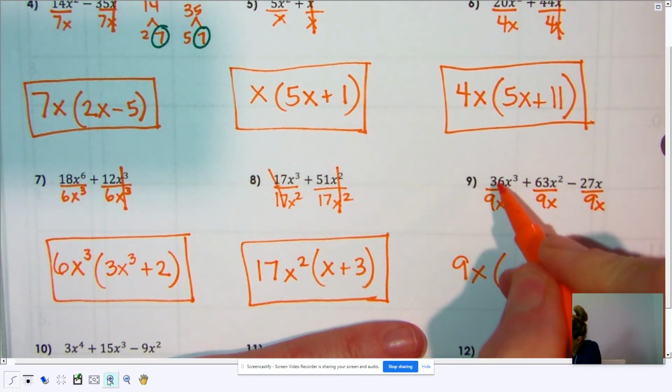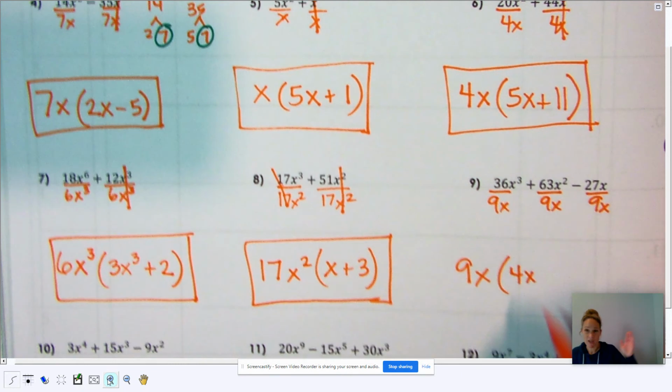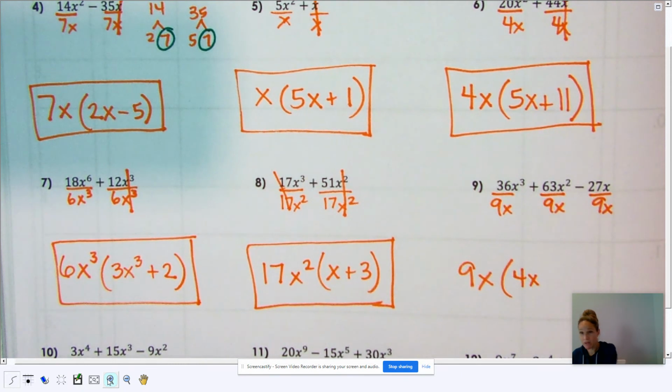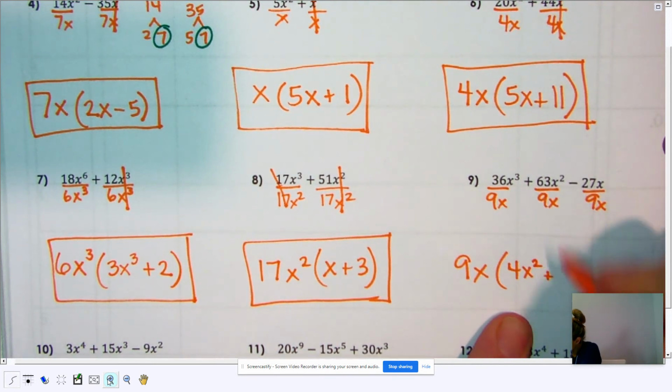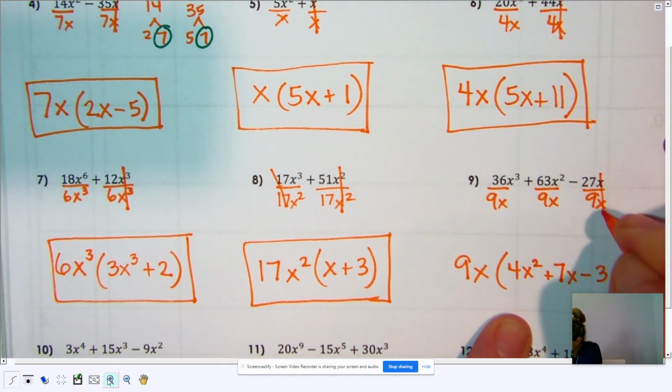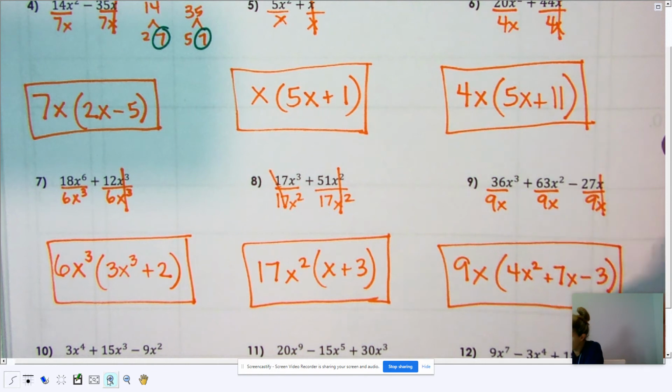So on this one, that's 4, 3 x's, take away 1. And remember, we're not taking away, we're canceling one of them. Gives me 2 x's left. And then 9 goes into 63 7 times with 1 x left. And then 9 goes into 27 3 times, and all of the x's canceled off. So that's our final answer on number 9.